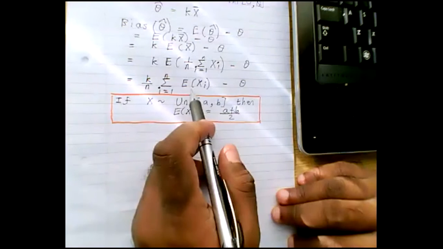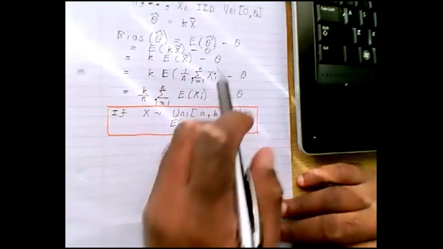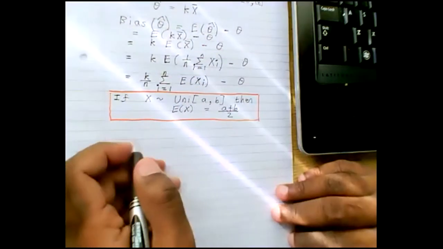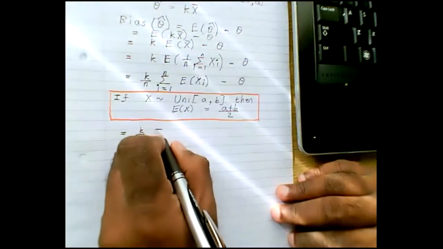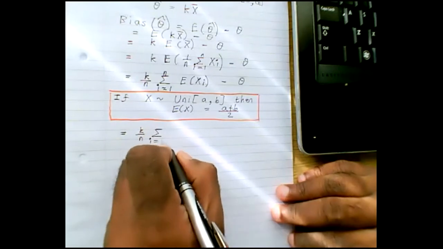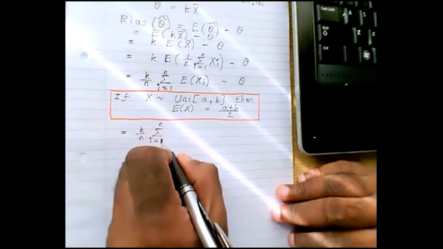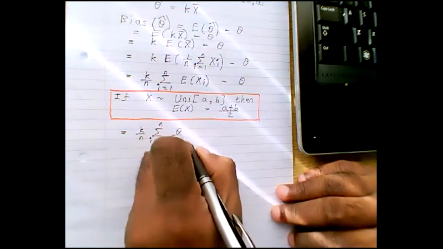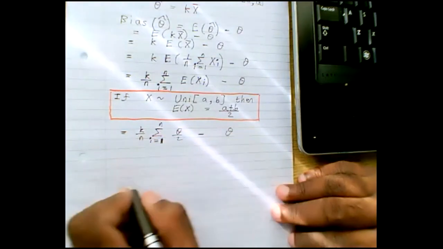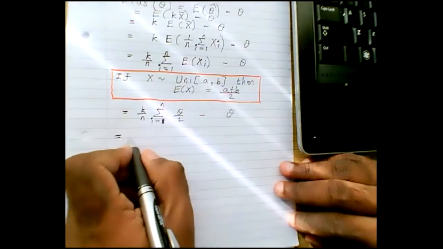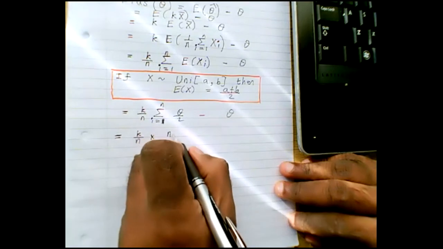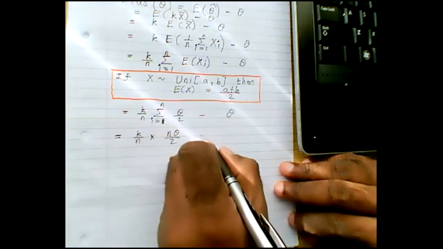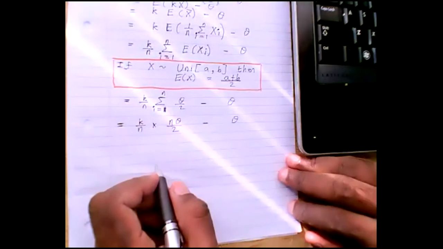All right, now using this formula, you can work out the expectation of xi for a uniform 0 theta. So this will become k over n times the sum of theta by 2, minus theta. So this will be k over n multiplied by n theta by 2, minus theta, right? Okay.